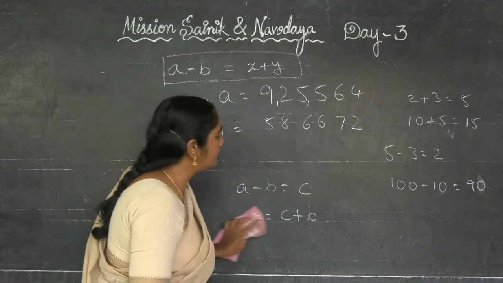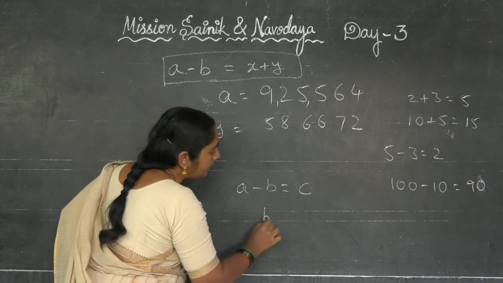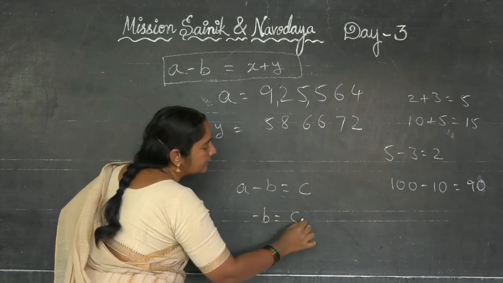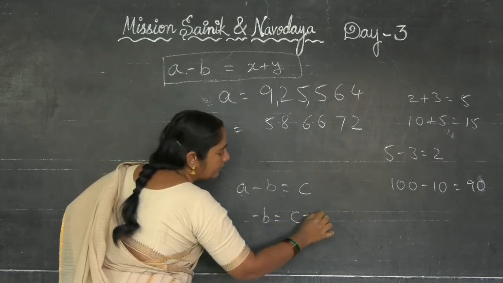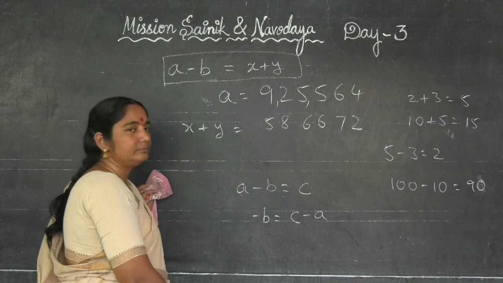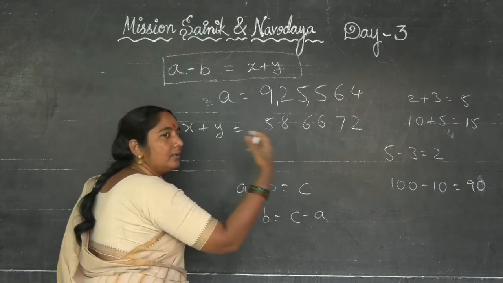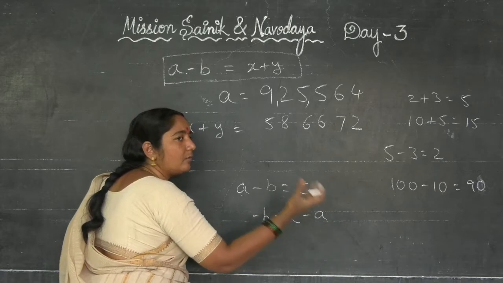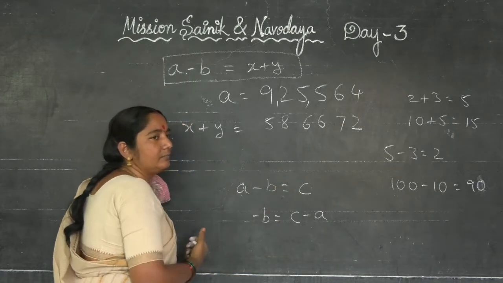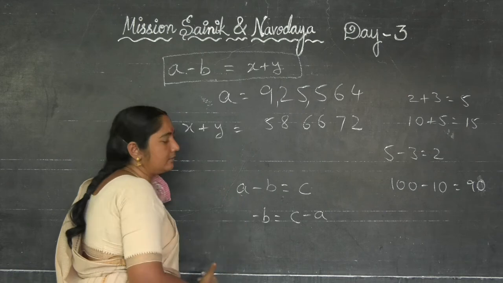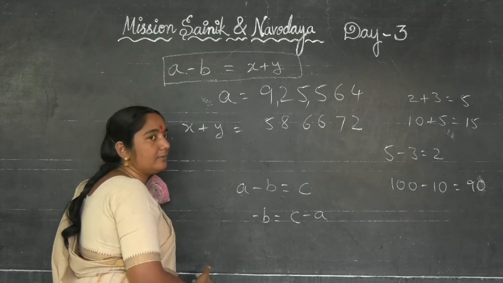Or you can also say like this: a minus c is equal to b, if you take it as such. Please try to understand. When you are moving from this side of the is equal to that side of the is equal to, the symbol will change. Okay, understood my dear friends?